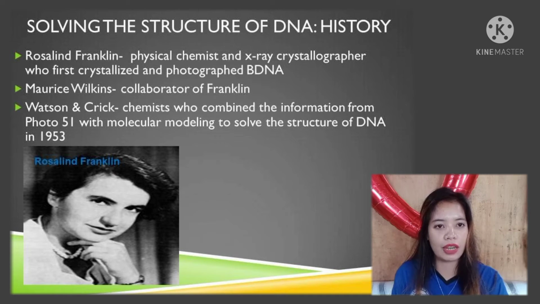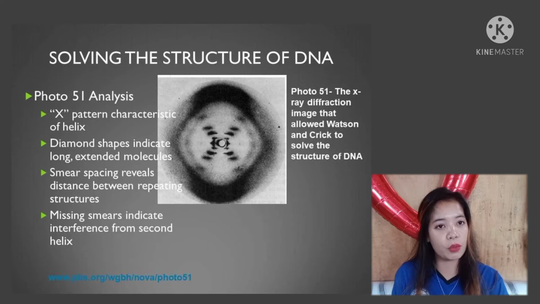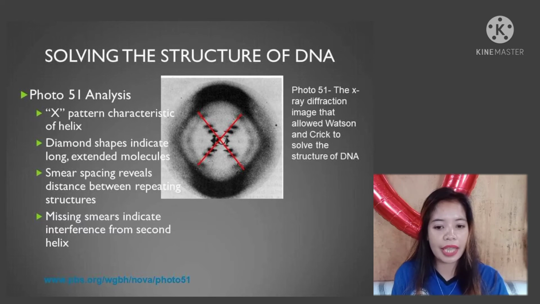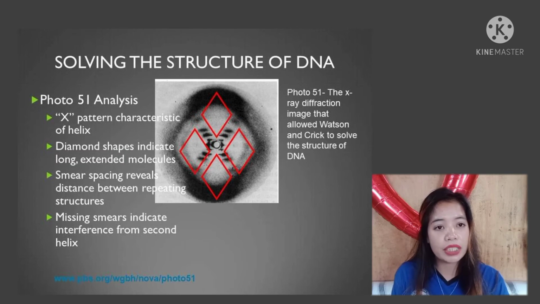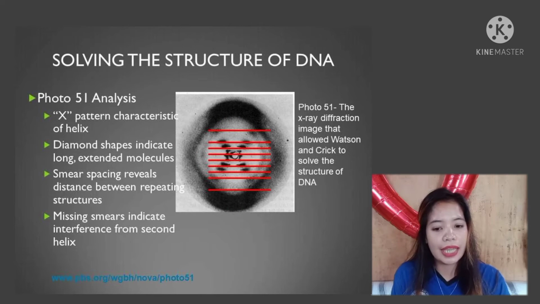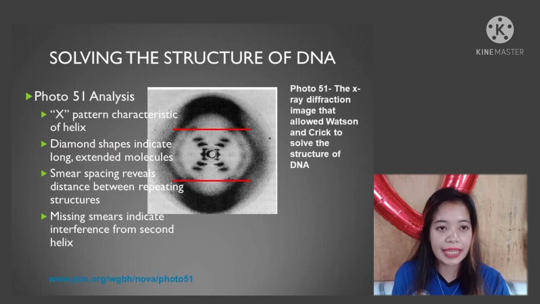in 1952. Photo 51 analysis. X pattern characteristic from helix. Diamond shapes indicate long extended molecules. Smear spacing reveals distance between repeating structure. Missing smears indicate interference from second helix.